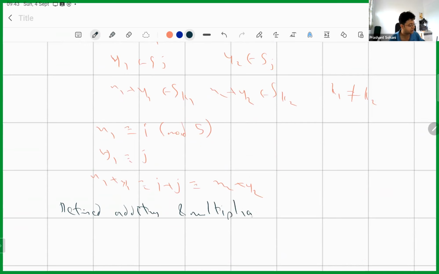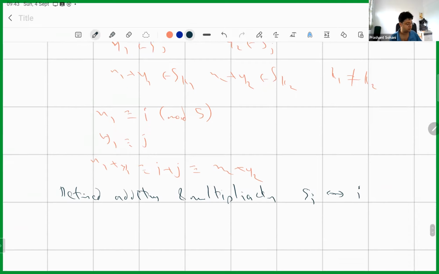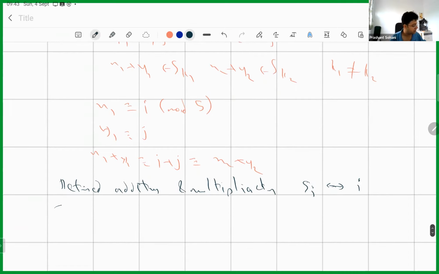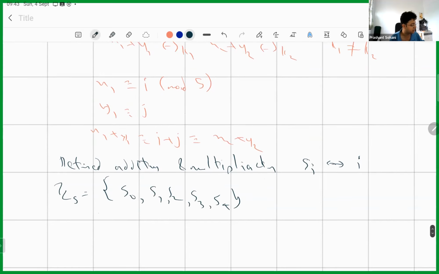Okay, and as I said, every time writing S_i is inconvenient. So instead of S_i, I can just write the letter i. Notationally, I think it should not create any ambiguity. So therefore, I define the set Z_φ as the set of all these. If I were to write it S1, S2, S3, S4, these would be the 4 elements. But for convenience, I'll just write it as 0, 1, 2. So this is what I call the set Z subscript φ.